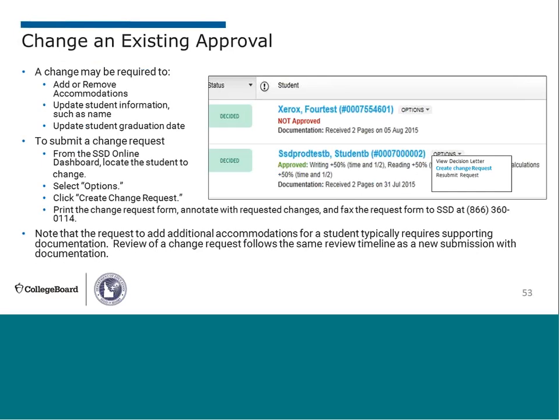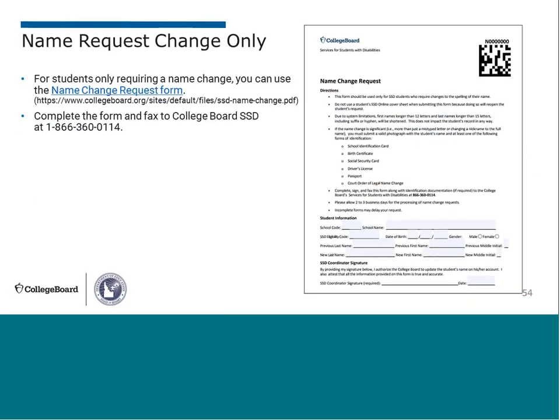From your dashboard, next to the student's name is a drop-down box called Options. From here, you would choose the Create Change Request option. This will allow you to provide information and submit the additional documentation so that a student's accommodations could be changed. If you have a situation where a student has a name change only, we do have a form online that you can use, complete the information, and we'll make that change for you.